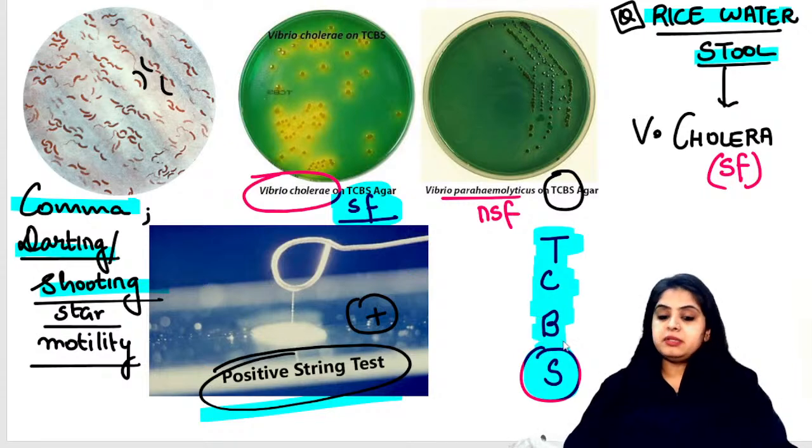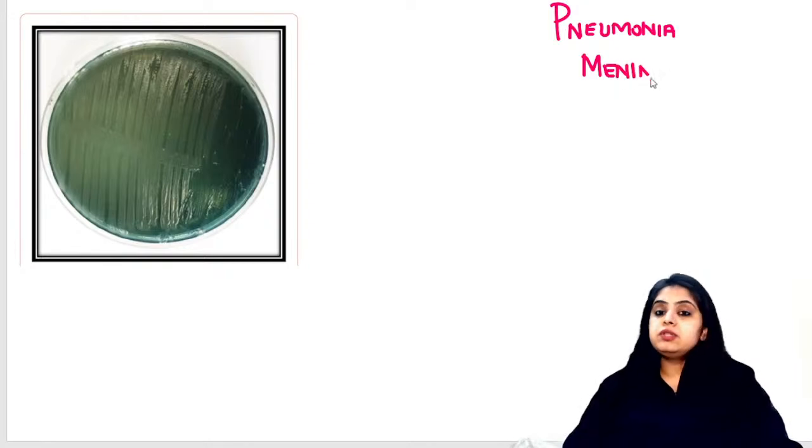On the TCBS media. Coming to the next one, they give you a case of pneumonia. So many things can be given. It can be a case of pneumonia, it can be a case of meningitis, it can be a case of UTI. So you will realize any organ can be affected.